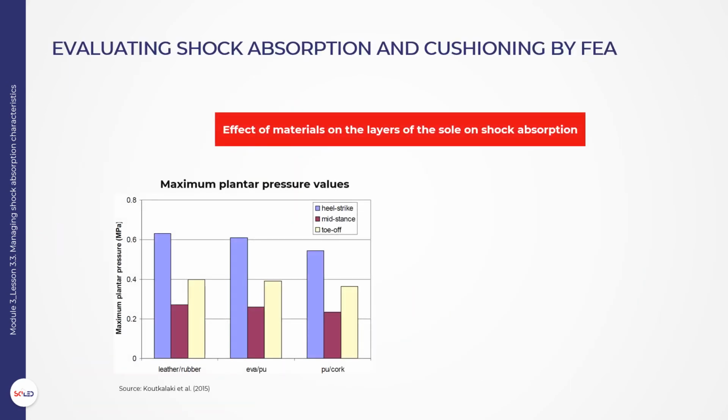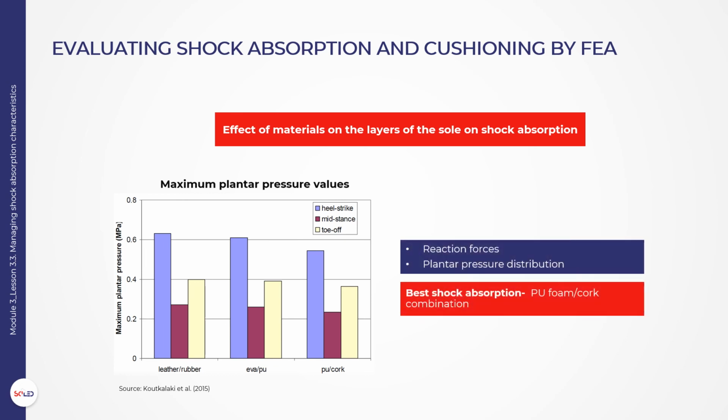By running the corresponding finite element analysis, the applied forces, reaction forces, and the plantar pressure distribution are calculated. As shown in the figure, the shock absorption decreases with decreasing sole stiffness. This decrease is almost constant for all gait positions. The PU foam/cork combination gives the best results in the reduction of the plantar pressures, respectively better shock absorption properties.